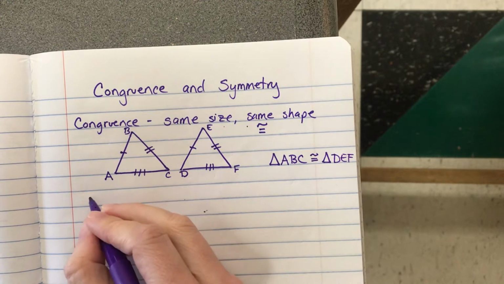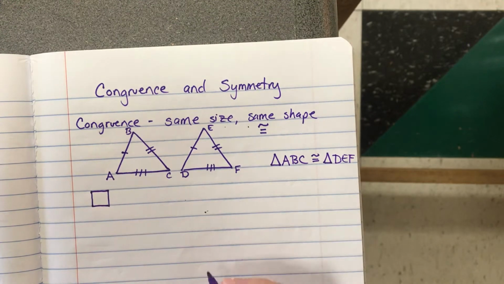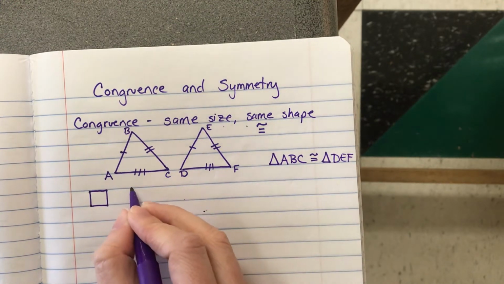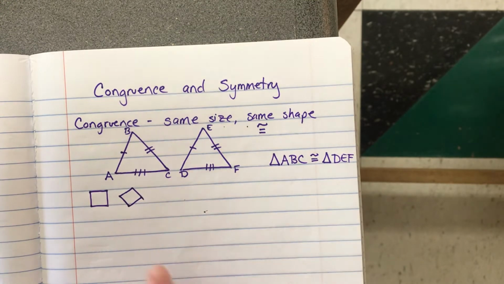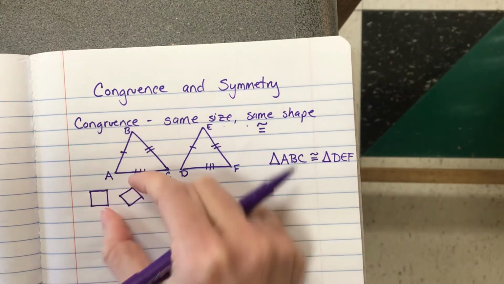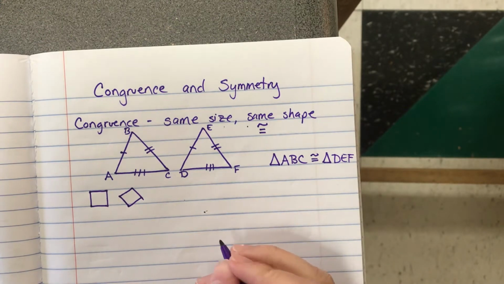So let's look at another example of congruence. Here's a square, and then here's a square, but it's going to be kind of turned on its side. This is still an example of congruence. They are the same size, same shape. It's just one might be turned a little bit. So that's still an example of congruence.